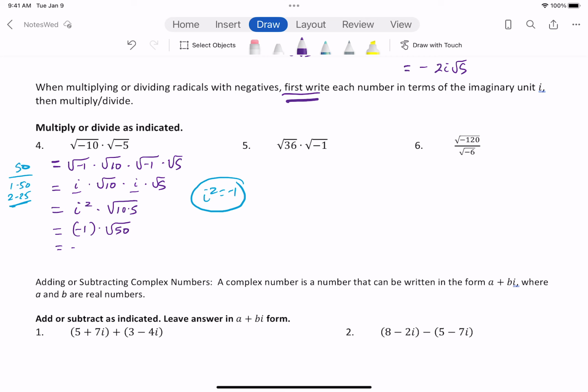So we can rewrite the square root of 50 as 25 times 2. So we know the root of 25 is 5. We can't simplify the root 2. So my final answer, -1 times 5 is -5 roots of 2. All right?